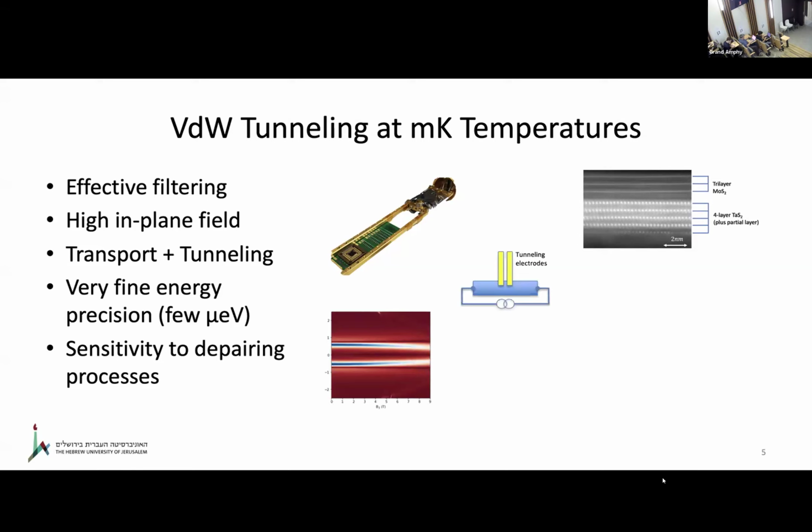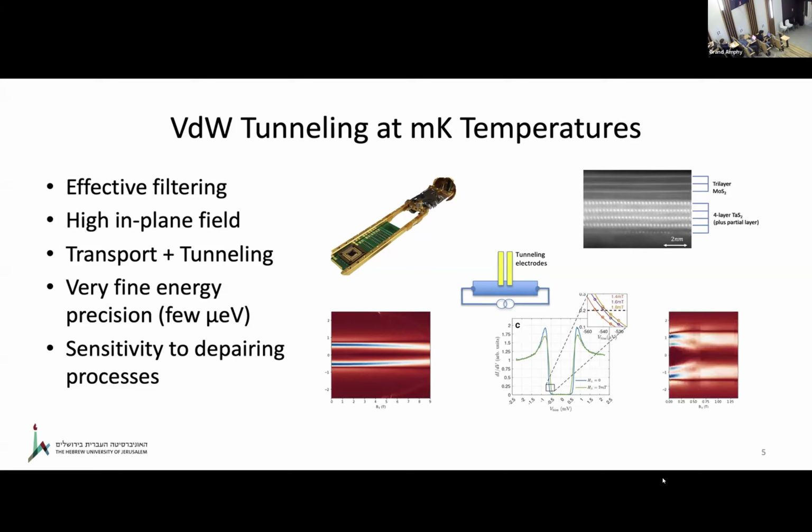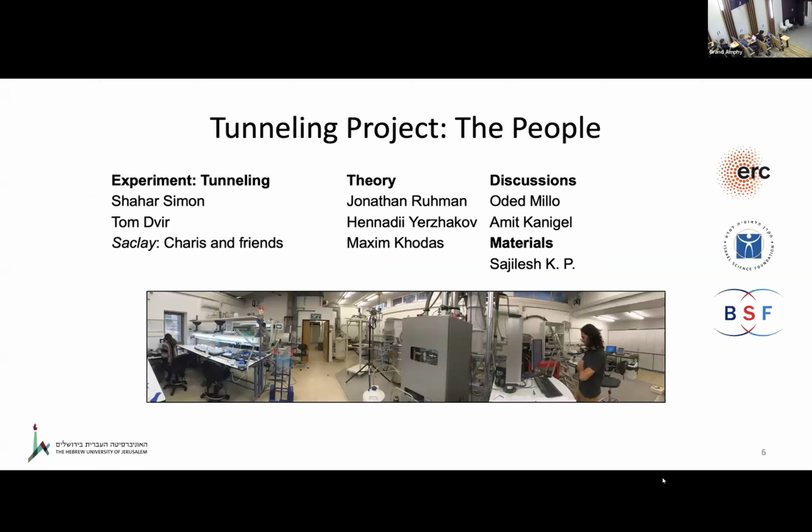A third thing is, you can actually run currents through your devices and couple tunneling electrodes. And you can get very, very fine electron energy resolutions. I'm going to show you later. You can get a few micro electron volt resolution in your energy reading. And that allows you to track all sorts of effects of depairing versus current versus magnetic fields. So this is a project that's been running over the years.